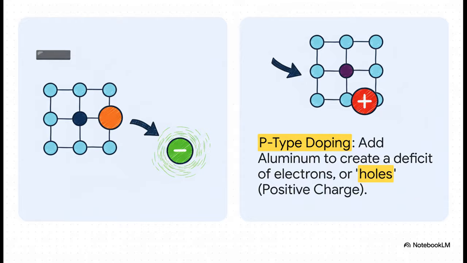Or we can do the opposite. We can add an element like aluminum, which has one fewer electron. This creates P-type, or positive-type silicon. It now has a bunch of empty spots where electrons should be, and we call these empty spots holes.